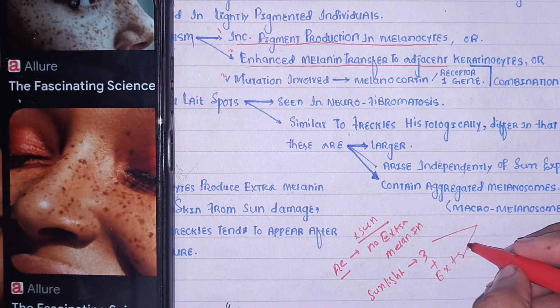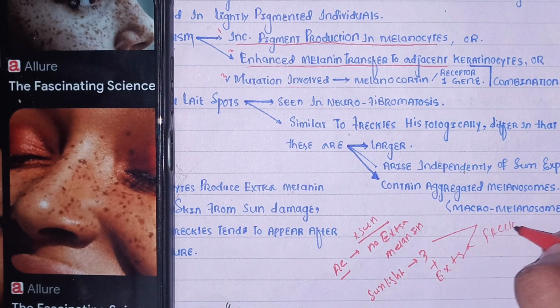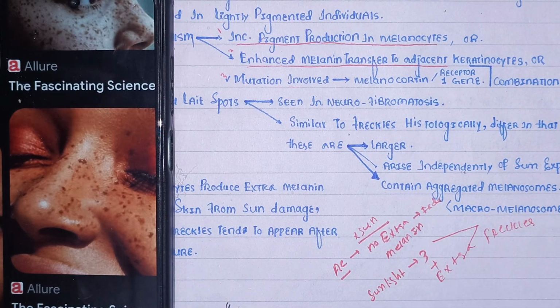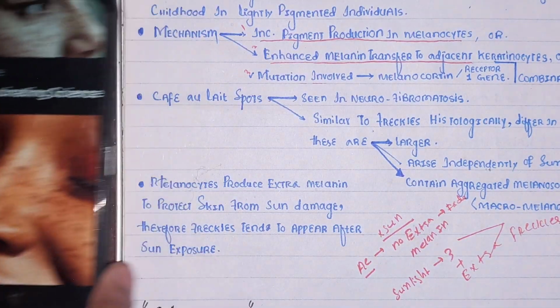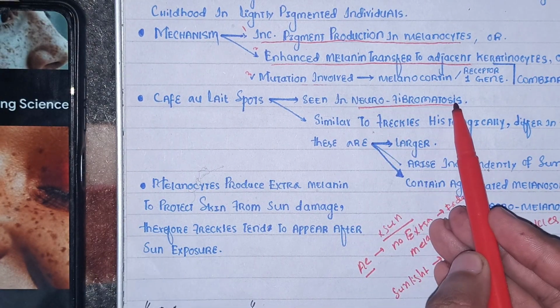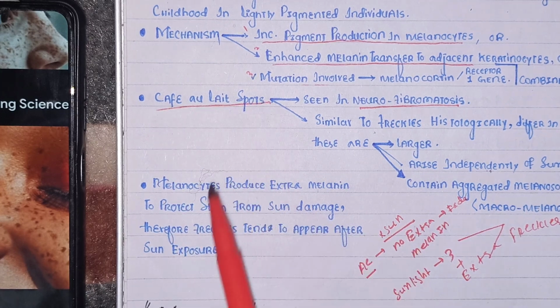So in this case freckles appear on the skin. Yeah, and in this case freckles fade. Yeah, are you clear with this? Okay, let me get you to more concepts related to freckles. Okay, especially in case of neurofibromatosis, it's a condition. Some spots appear on the skin called cafe au lait spots.